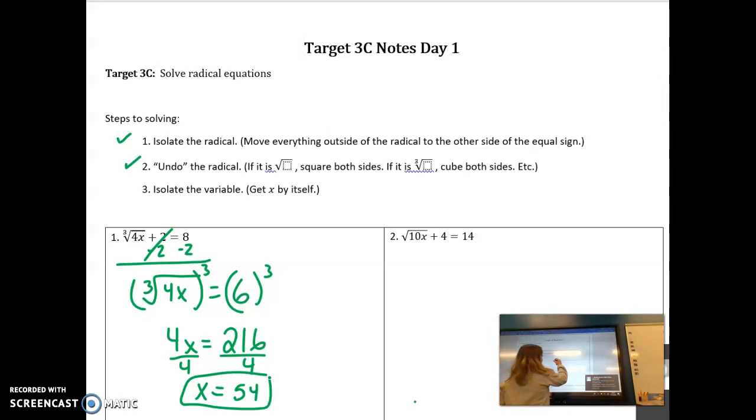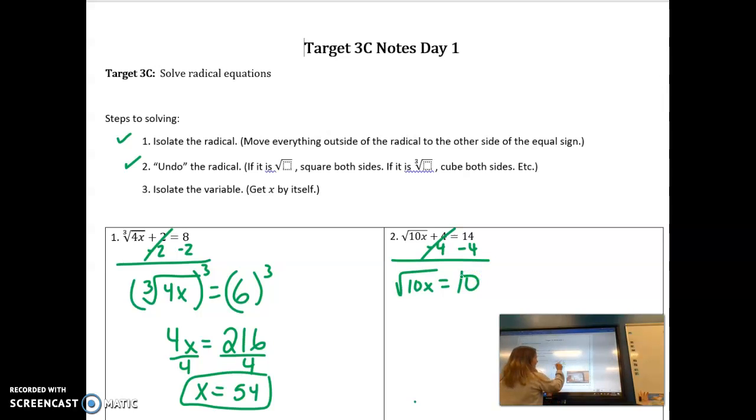Okay, moving on to number 2, it's a very similar problem. We have the square root of 10x plus 4 equals 14. Our first step again is to isolate the square root, so minus 4 from both sides. I get the square root of 10x, that 4 is gone, equals 14 minus 4, which is 10.